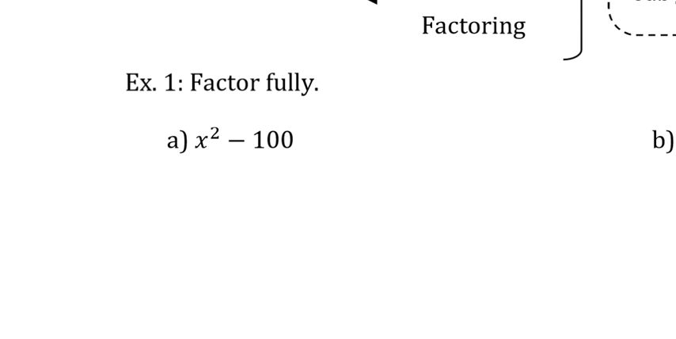And what is between them? A minus sign, a negative sign. So this qualifies as a difference of squares, because it's x squared minus a perfect square. Okay? So it qualifies as a difference of squares. That means I can write it like this.